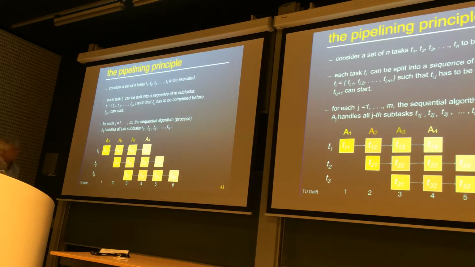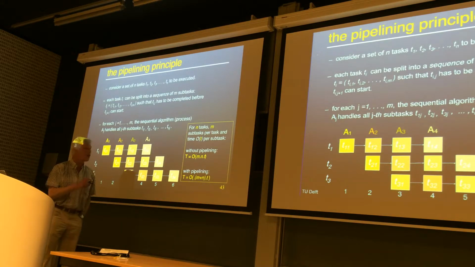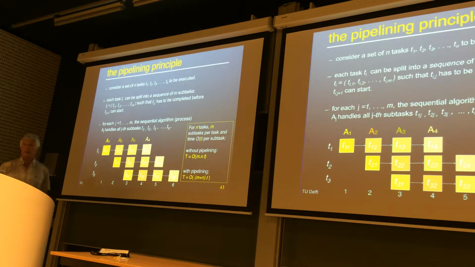Okay, so the general picture here is for n tasks and m subtasks per task, and O(t) time per subtask. Without pipelining, we need O(m times n times t), and now we need O((m plus n) times t). Okay.